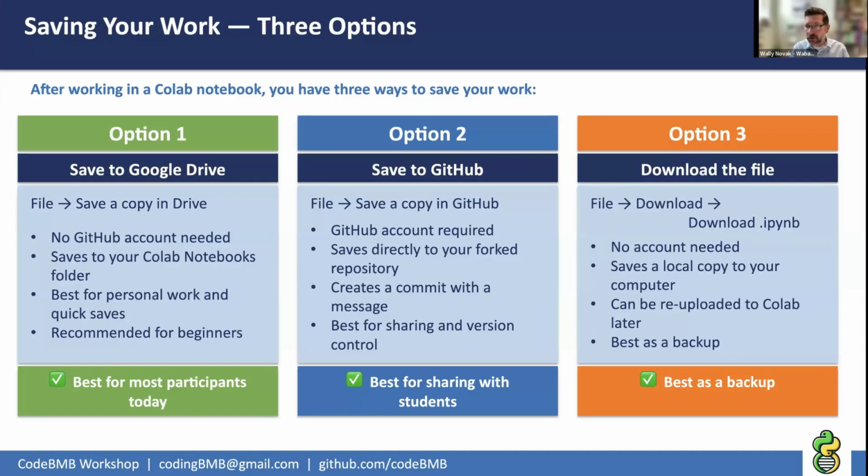Option 3, download it. You can download it directly to your computer. It's a great backup, but the problem with doing this a lot is it creates an extra friction step, because you always have to go upload whenever you want to use that again in Google Colab. So again, my recommendation is to use Google Drive. It's fast, it's simple, and keeps your work safe. If you have a GitHub account and want to use option 2, go for it. But don't let that GitHub workflow slow you down during workshop time.